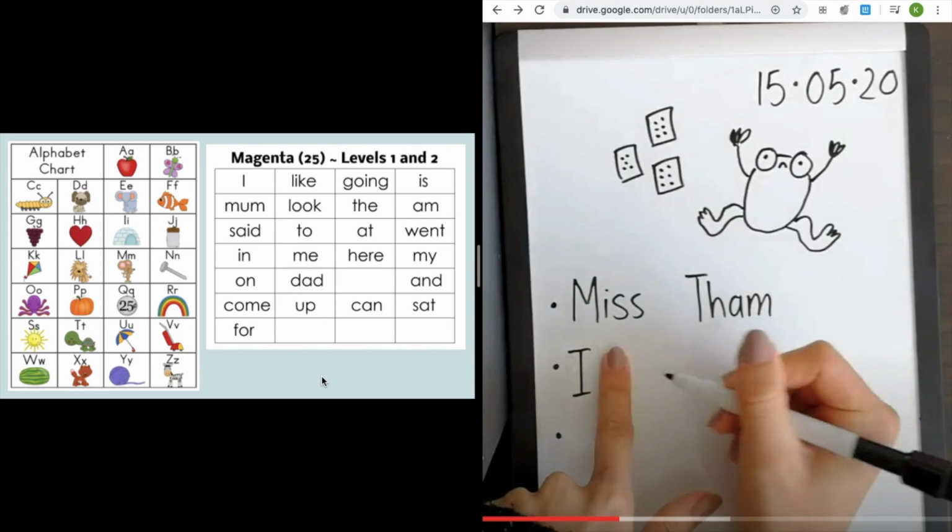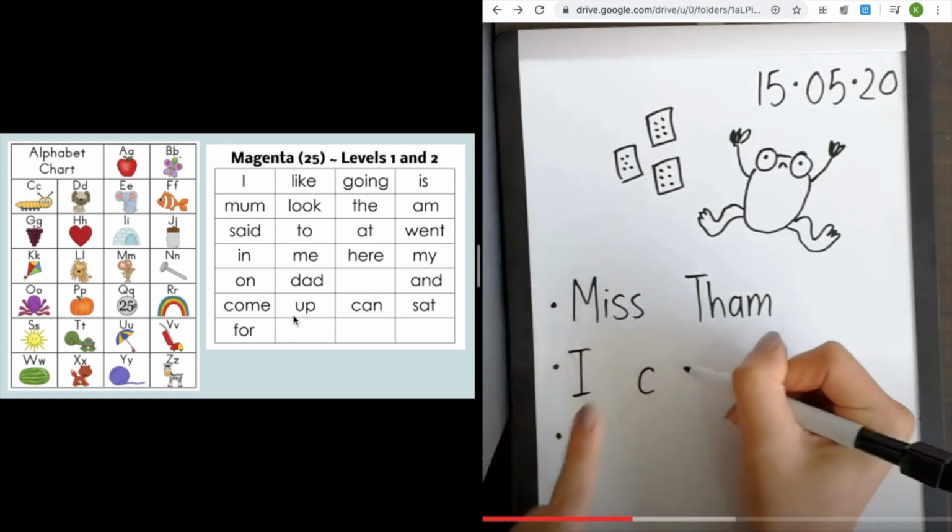What's the first sound of can? K, k. What letter could that be? A C. That's right, so can. K, a, n. And we learned that in our reading last week. So I'm going to write can on my page.